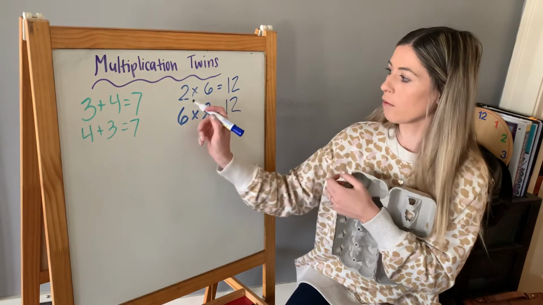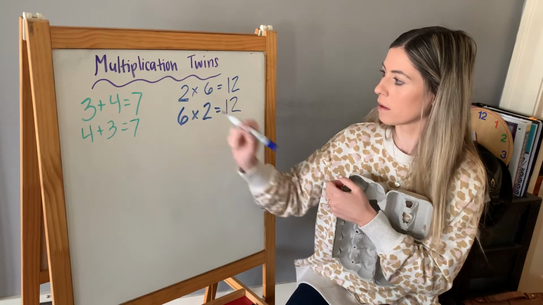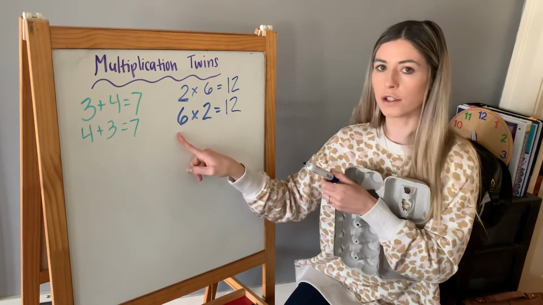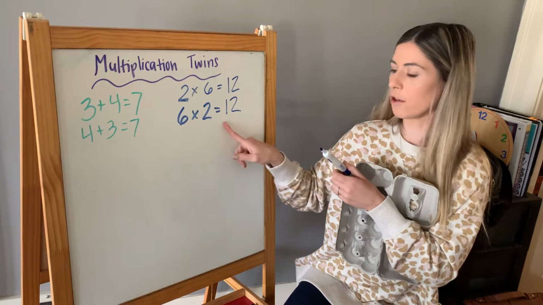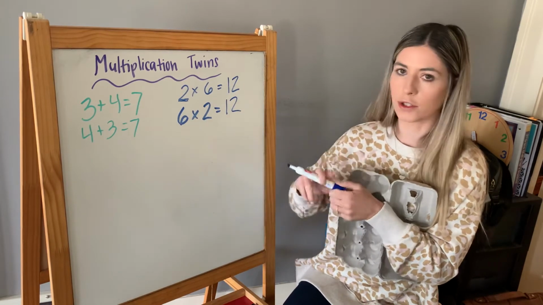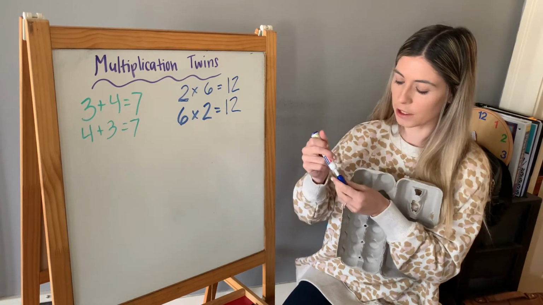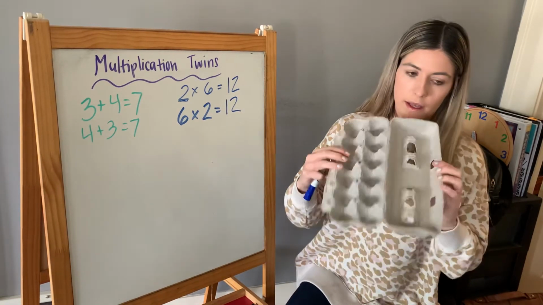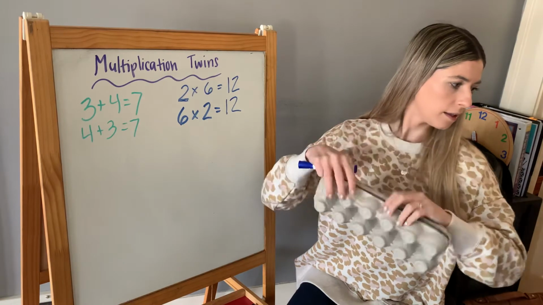So if you know your 2's, but you don't know your 6's, you could start on this side and do 2 times 6, and you would still get the same answer as 6 times 2. So you actually know more multiplication facts than you realize. That's it for this.